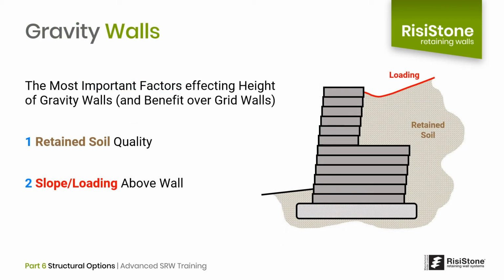The two most important factors when determining how high you can go with a gravity wall are, one, the quality of the retained soil, and two, the slope or loading above the wall.